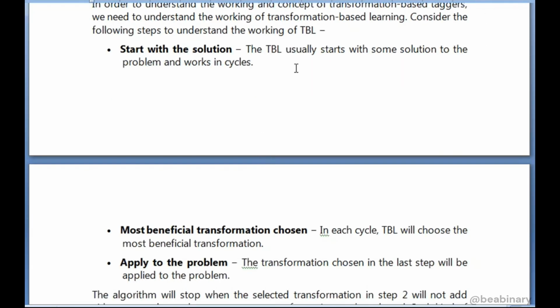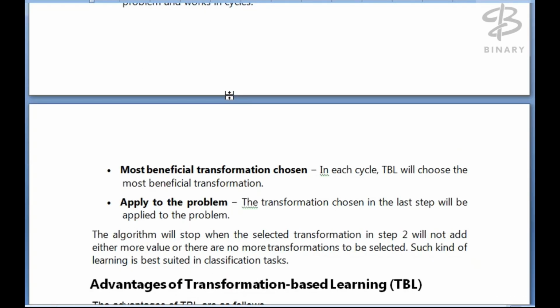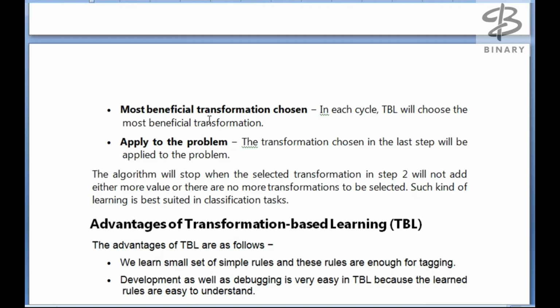TBL usually starts from some solution to the problem and works in a cycle. Okay, yes, it will start. First, we have to put these particular tags, and then the most beneficial transformation is chosen. That means which one we have to transfer next in the cycle.